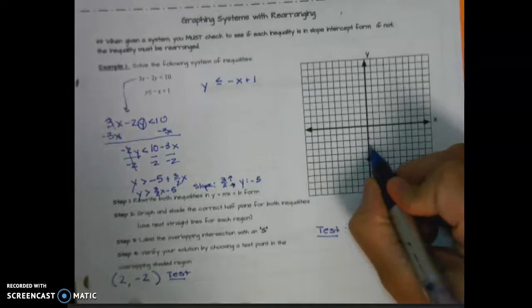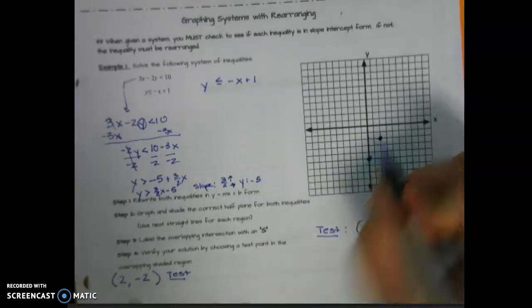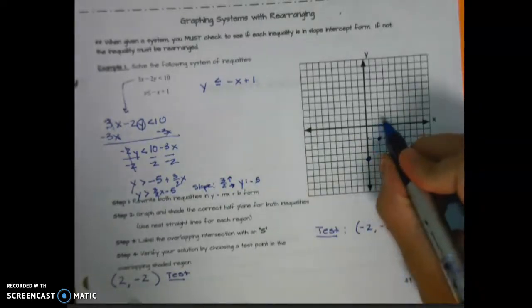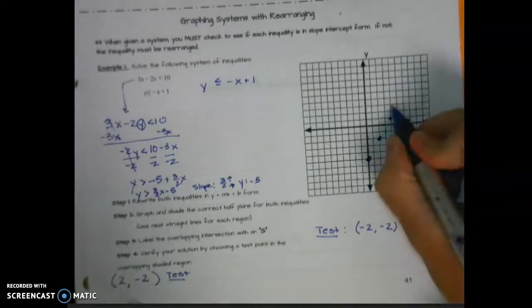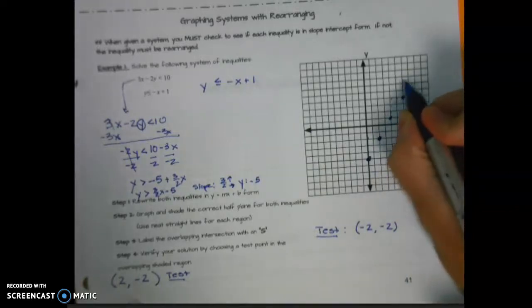So up 1, 2, 3, over 2. Up 1, 2, 3, over 2. Continuing up 3 and over 2 each time.